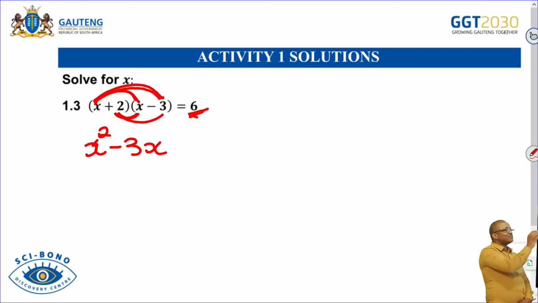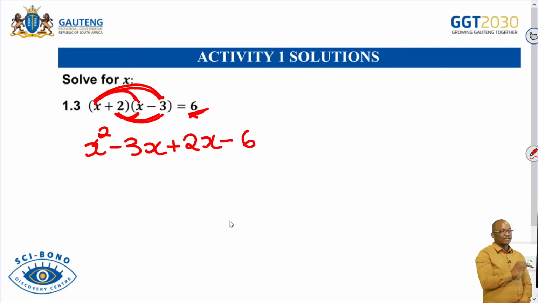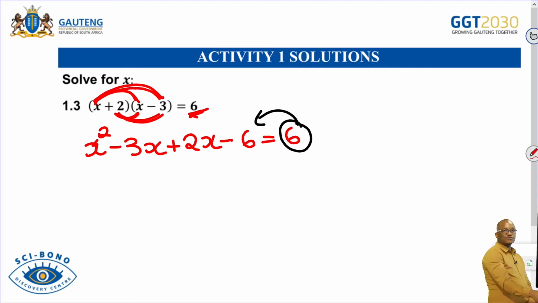Then we'll have positive 2 multiplied by x, which is going to give you positive 2x. Then positive 2 multiplied by negative 3. Remember, positive multiplied by negative is going to be negative. And then 2 times 3 is going to be what? It's going to be 6. Correct. Then you will have this equation equal to 6. Now we have to simplify and transpose that 6 to the left-hand side. So we are going to have x squared. As we have x squared, remember, we have what we call the like terms there.